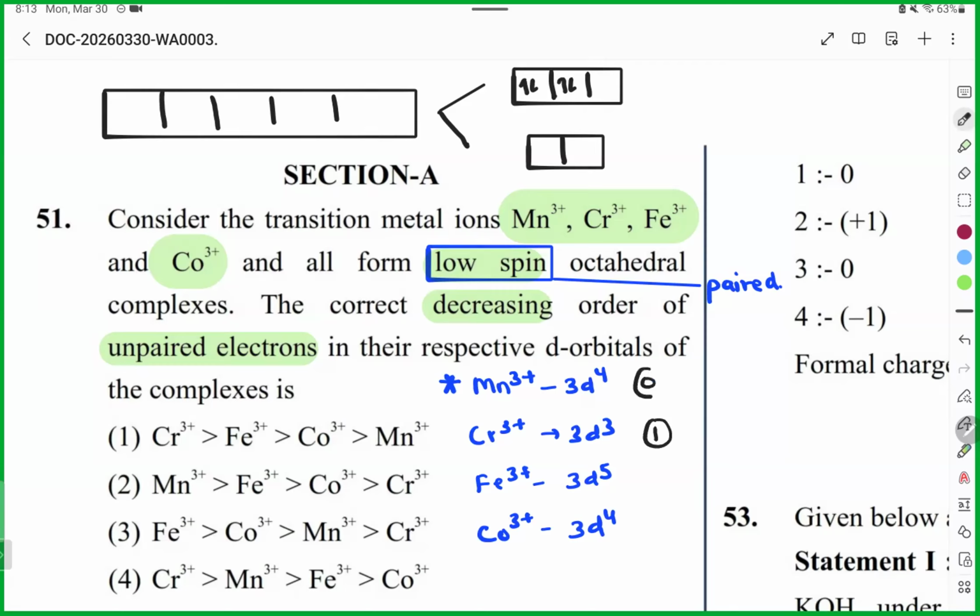Here, 0 unpaired electrons. In 3d5, if you see 3d5, then in low spin, what will happen? You will see the first 3, then 1, 2, 3, 4, 5, like this. Correct? So solve this question and now get your answer.